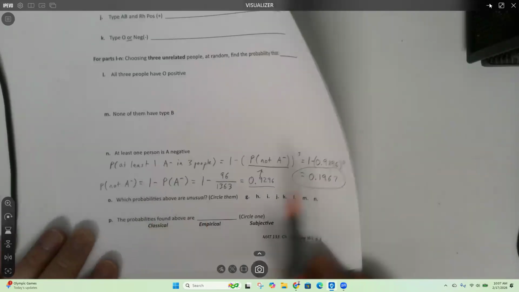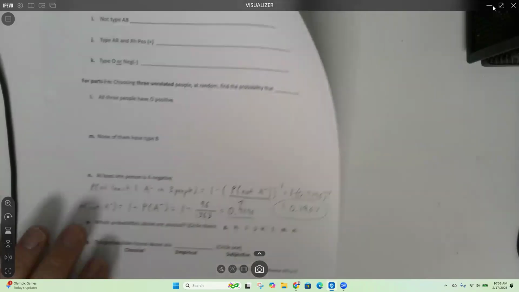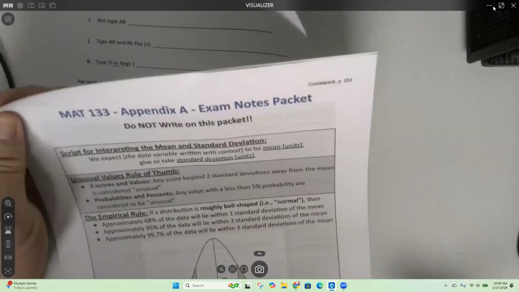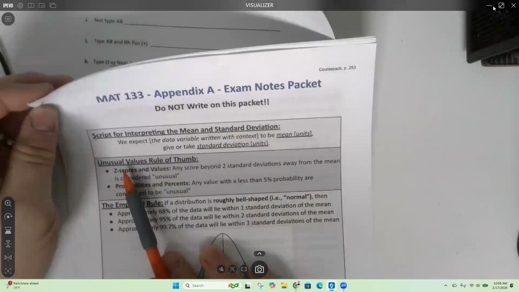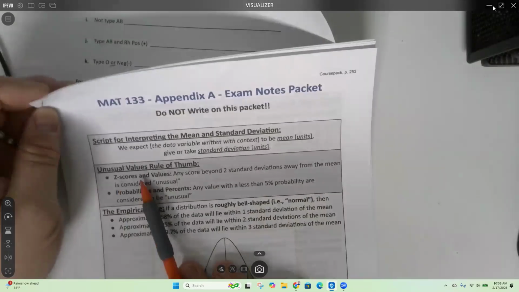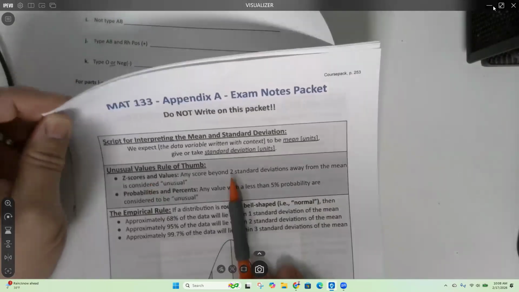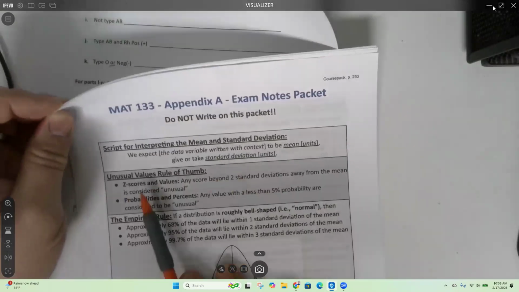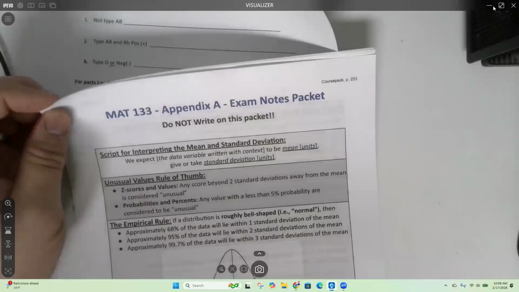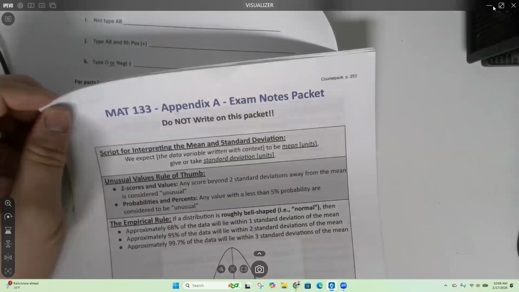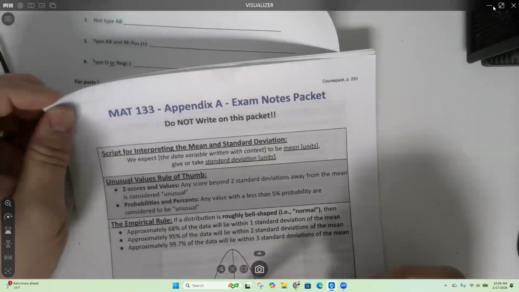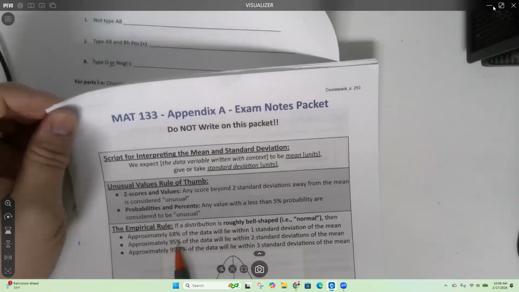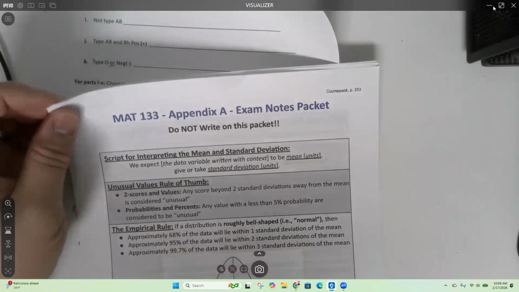Which of the probabilities above are unusual? On the front of our exam notes packet, we said that something is unusual, and there's two bullet points here. If the z-score is between 2 and -2, within 2 standard deviations of the mean; outside of that is unusual. That's if you have a z-score. Every z-score, which are these on the x-axis here, has a corresponding probability. So we say that 95% is our usual data, and outside of that is 5%.